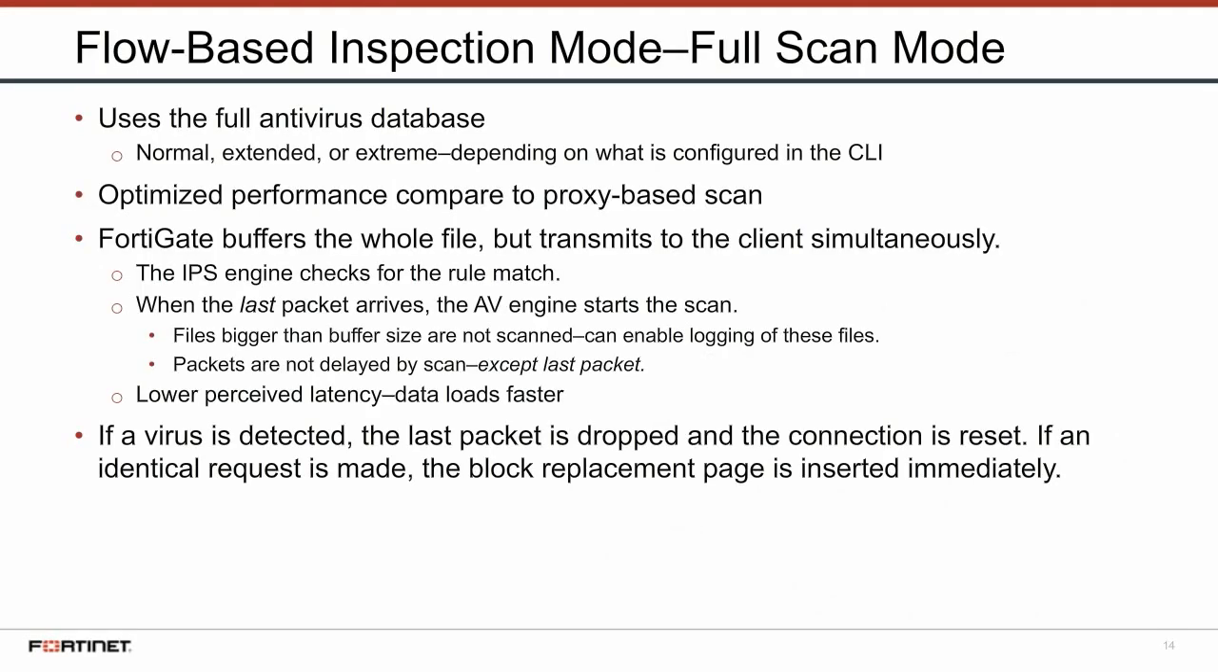When the antivirus profile is operating in flow-based inspection mode, two scanning mode options are available: full scan mode and quick scan mode. Full scan mode uses the full antivirus database, normal, extended, or extreme, depending on what is configured in the CLI, and the IPS engine to examine network traffic.